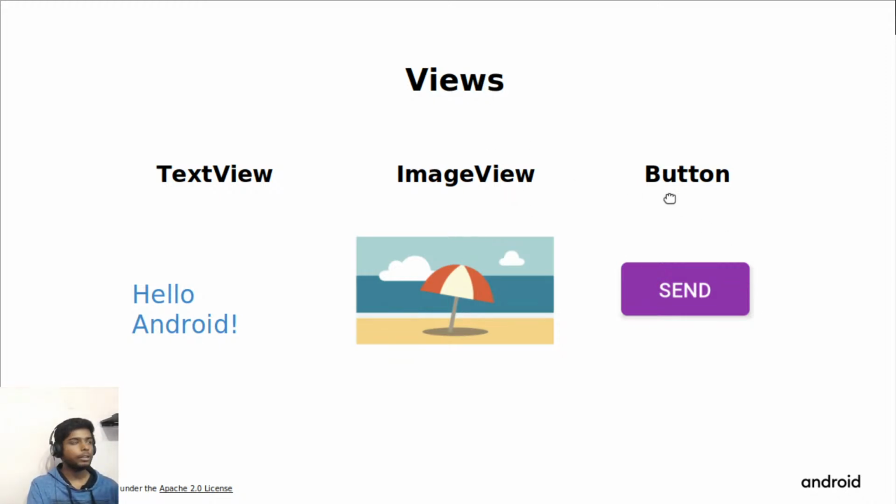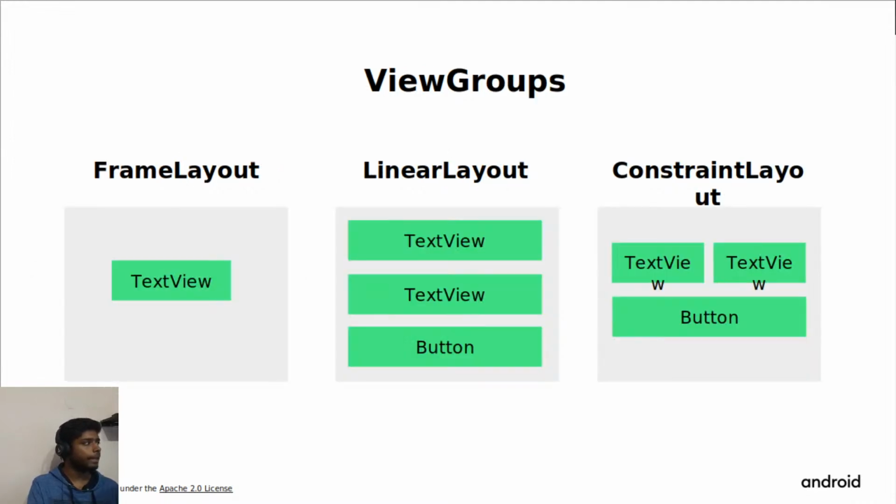If you want to add a button, you'll have to use button. So everything is an element in Android. And to combine views, so if you want to use more than one view in your app, a combination of views is called a view group.